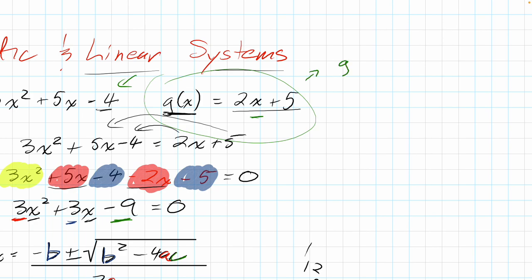We're going to say when g is at 1.3, we get 2 times 1.3.